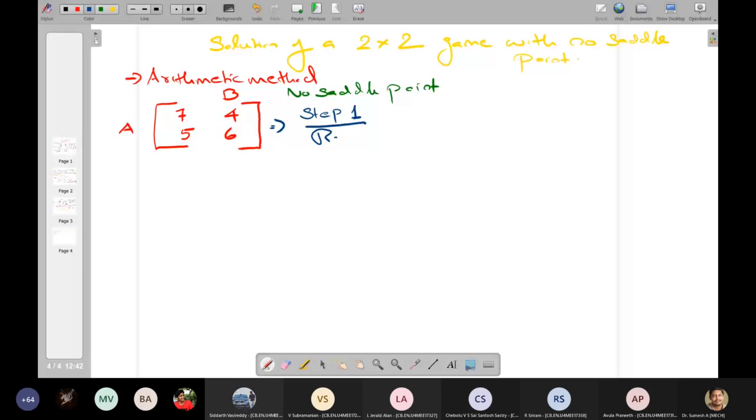Step 3 is to interchange the ratio. Interchange the ratio means keep 1/4 on top and 3/4 at the bottom.